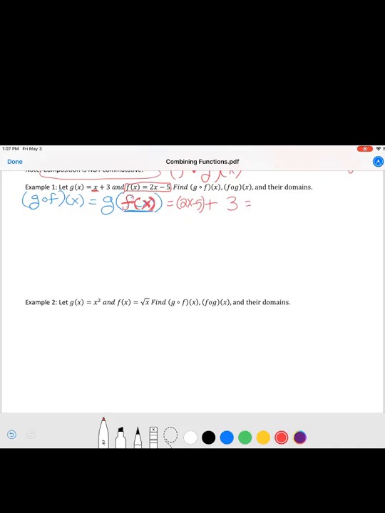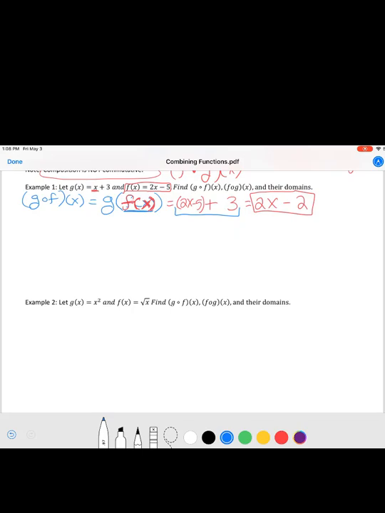So if I clean that up a little bit, I'm going to get 2x and then a minus 2. So there's my function g of f of x. Now to find the domain, what I want to stress, because the definition that I gave you above is a little bit tricky. The trick to finding the domain is to look at the unsimplified version. Before you simplify, look at what you can plug in for x.